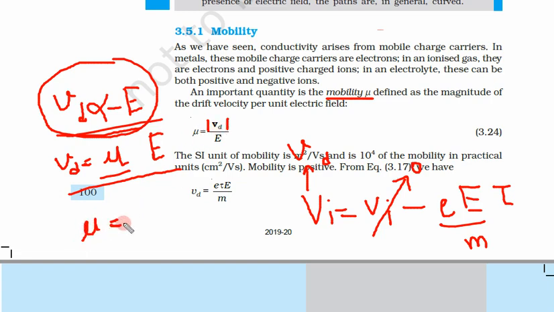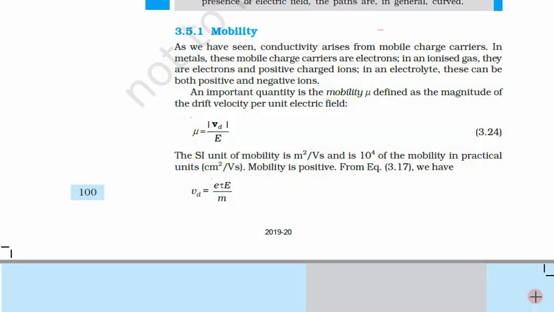From this mod, mu is equal to Vd upon E. So in simple language, if we apply an electric field, how much would be the drift velocity per unit electric field, that is mobility. In simple language, if Vd is more, then the charge carrier would be more mobile with the same electric field.